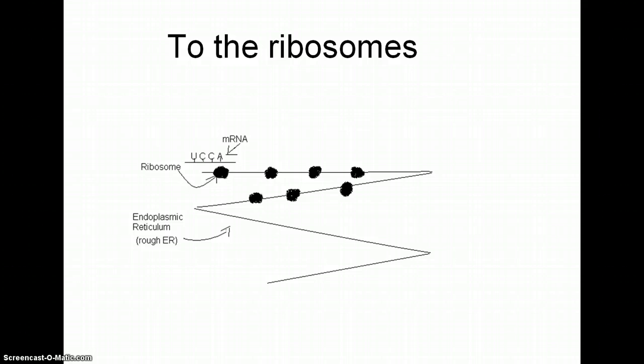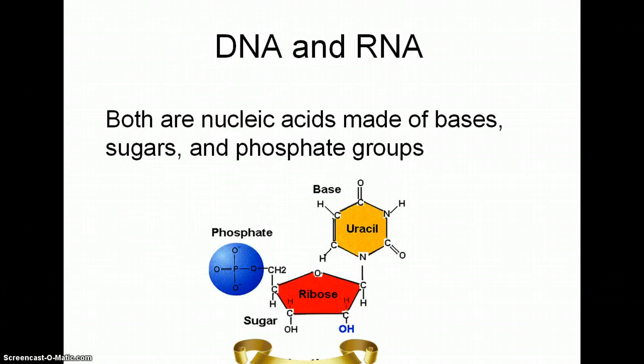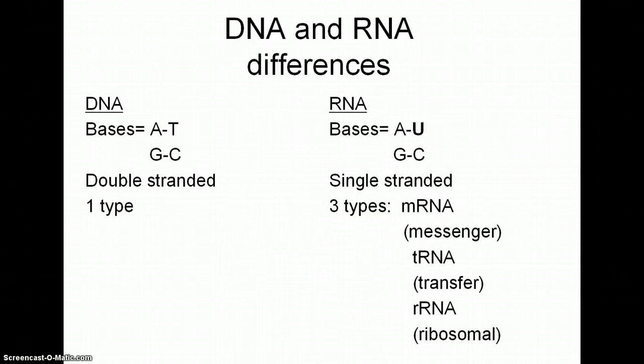Now is a good time to talk about the differences between DNA and RNA. RNA is very similar to DNA. It is a nucleic acid just as DNA, made of a base, a sugar, and a phosphate group, but there are a few differences. First, the nitrogenous base T found in DNA does not exist in RNA. Instead, there is a U, which stands for uracil, which bonds with A.